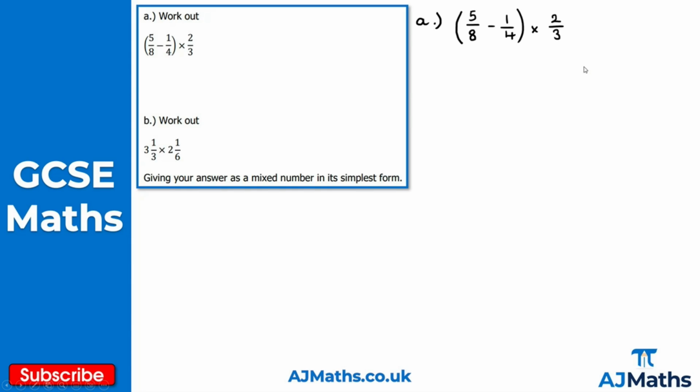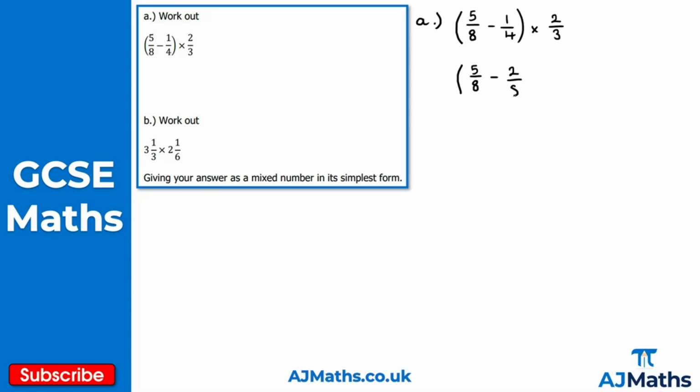So for this part here, part A, we actually need to use BIDMaths, okay? So what I've got here is brackets. So let's evaluate the brackets first. So I've got 5 over 8 minus 1 over 4. So we're doing subtraction here of these fractions. But again, we need a common denominator before we can perform the subtraction. So what I can do here is I can times this second fraction here by 2. That would give us a common denominator here of 8. What I'm going to get here then is 5 over 8 minus 2 over 8.